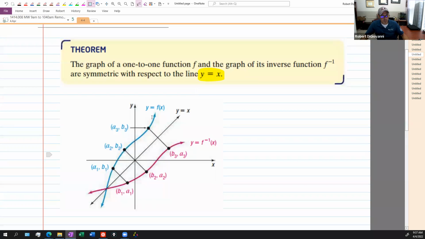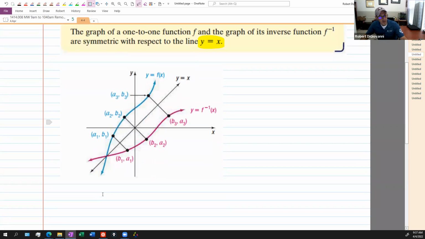So look at this blue function. The blue function is the function f. Is the blue function a one-to-one function? Look, just the blue, right? Pass both the vertical and horizontal line test. Okay, so it must have an inverse, all right?